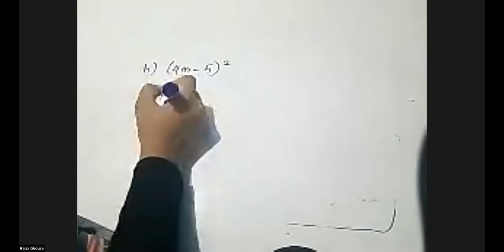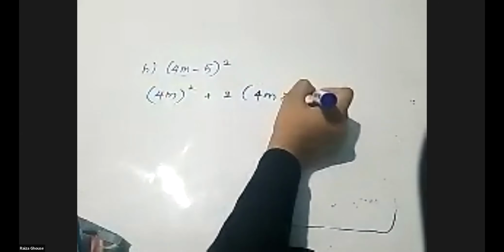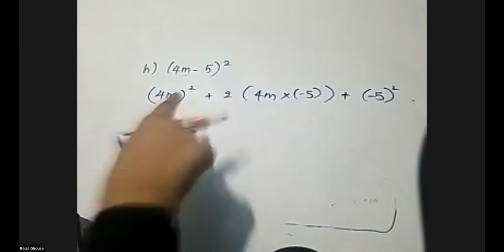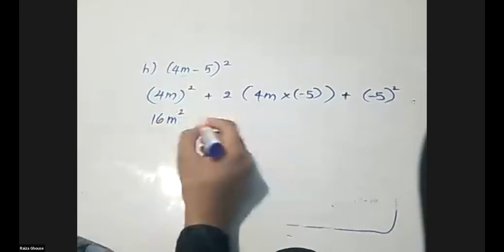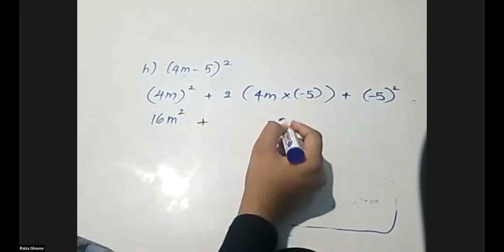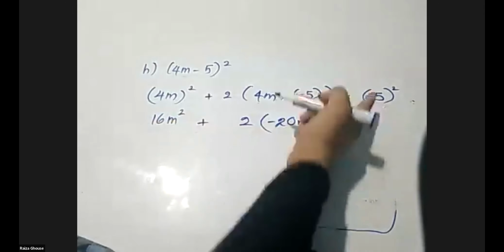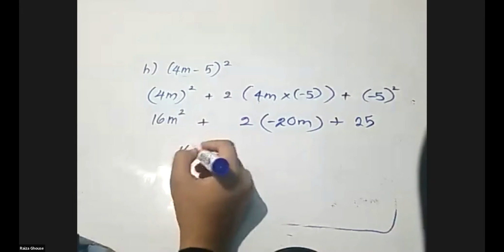So the H part is also similar to the one I discussed with the negative value. Square of the first term plus twice the first and the second term plus square of the second term. I think what I wrote was very clear. Square of the first term, 4 into 4, 16 m squared, plus twice 4 into 5, negative 20m. What is the answer here? Minus into minus is plus, so plus 25. Final answer is minus 40m here.